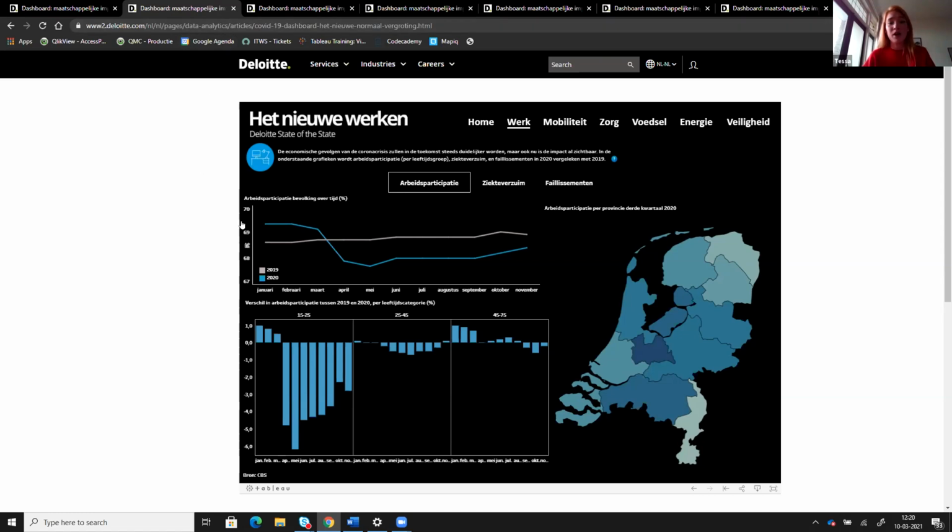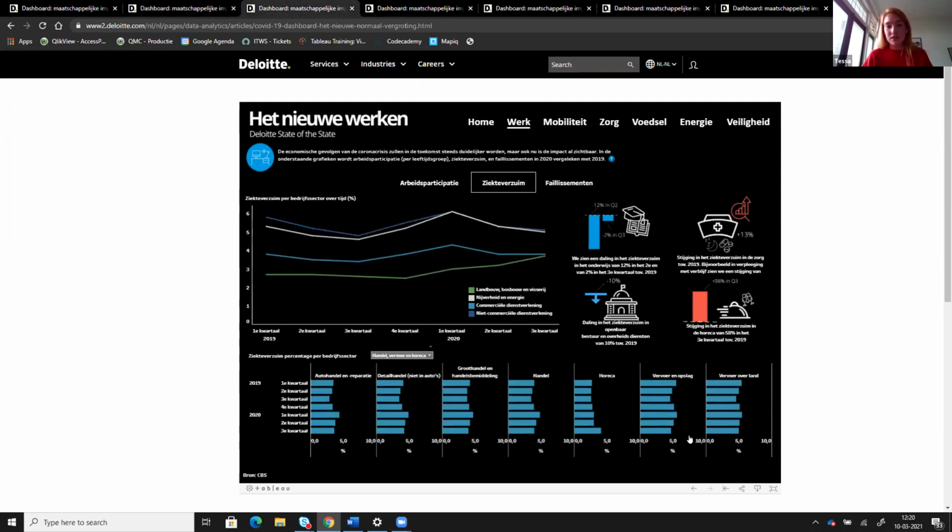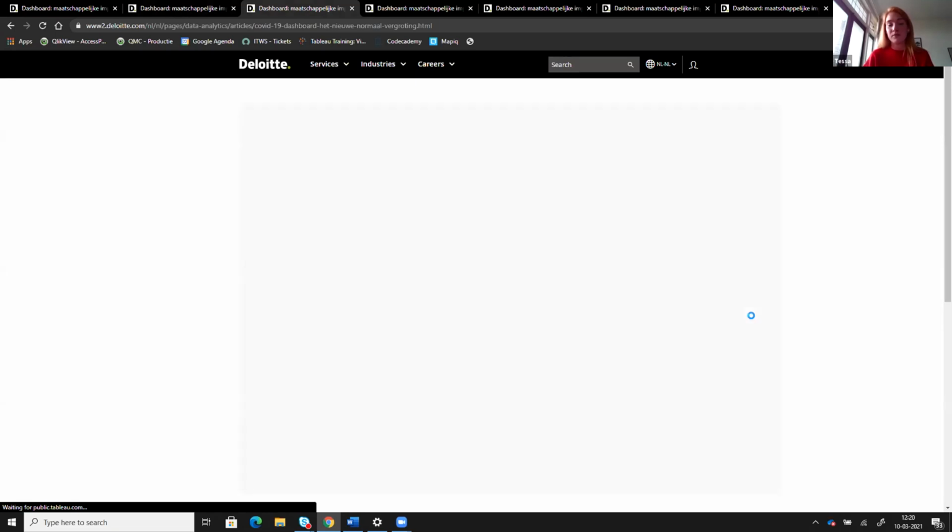After a few months, when the second wave of COVID started, we delved more into sick leave and bankruptcies as well, for which we created these tabs. And as you can see, we included some.